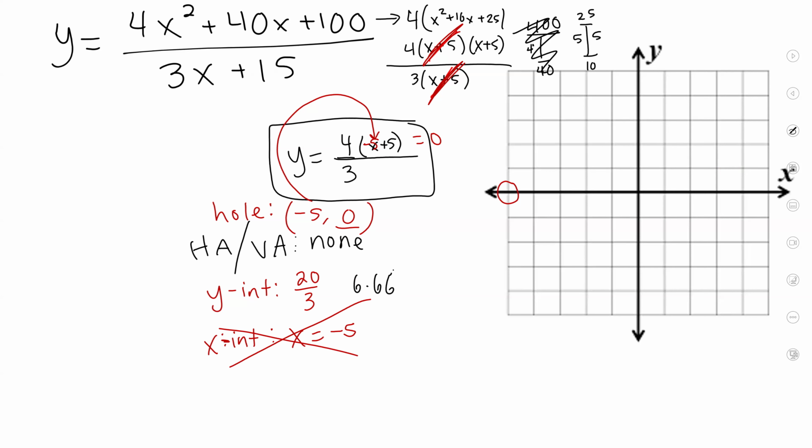6.6 repeated. So that'll be up here somewhere. So this is my line. Notice it turned into a linear equation, mx plus b. So that's your line. We do not have an x-intercept because your x-intercept turned out to be a hole. Okay, next one.